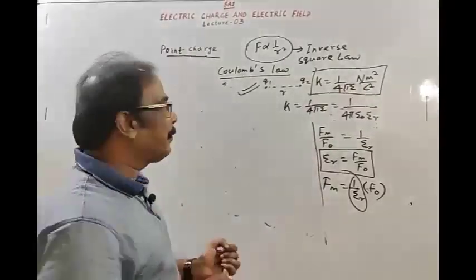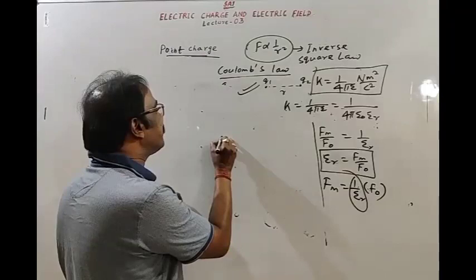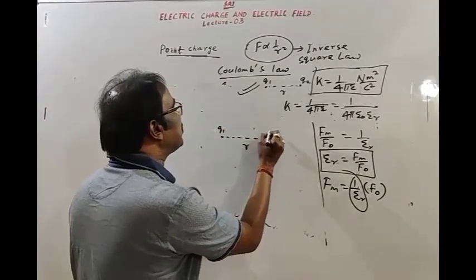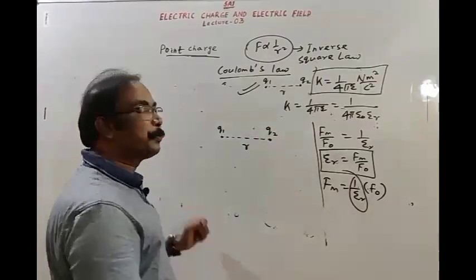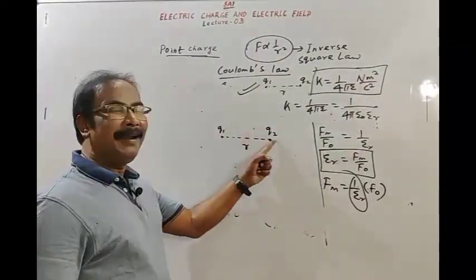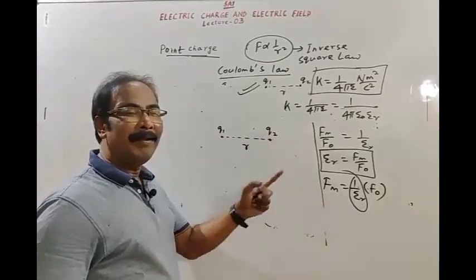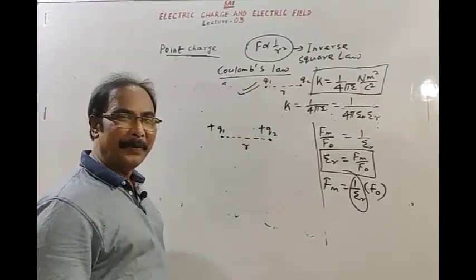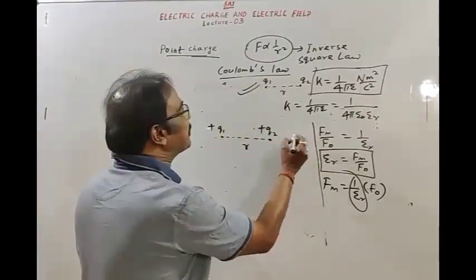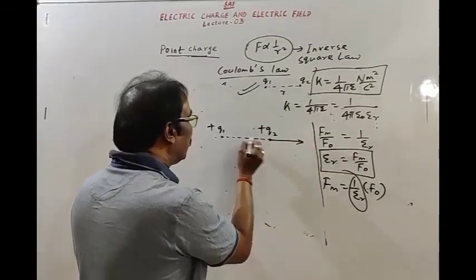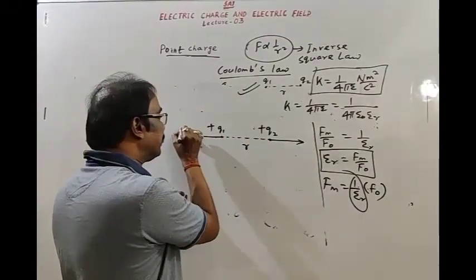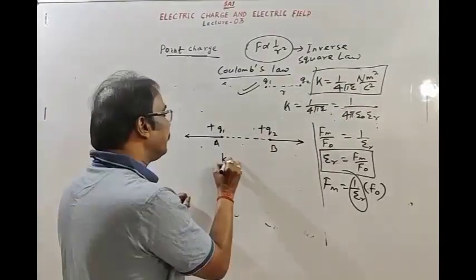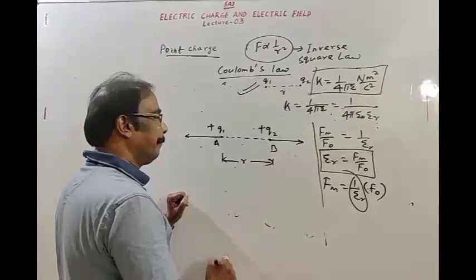Some another 1 or 2 points. This charge is point charge Q1. At a distance R, another point charge is Q2. Okay. If they are similar, then they repel. If they are dissimilar, then they attract. Let's consider these are two positive charges Q1 and Q2. Then Q1 repels Q2, and obviously Q2 repels Q1. Okay. Let this charge be at A, this charge at B. Distance between them is R.